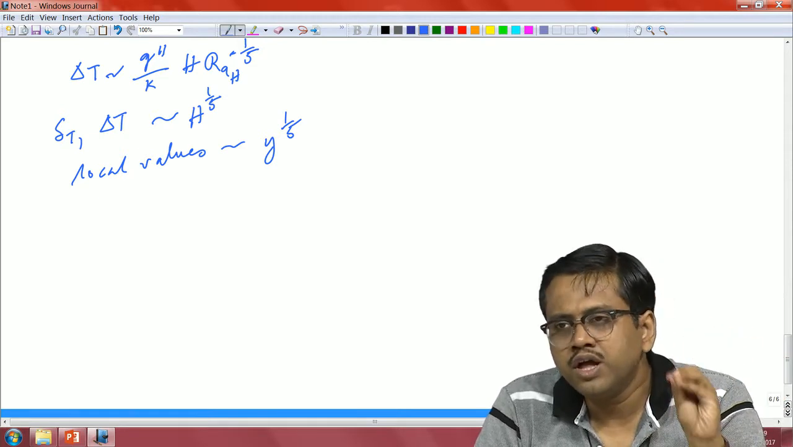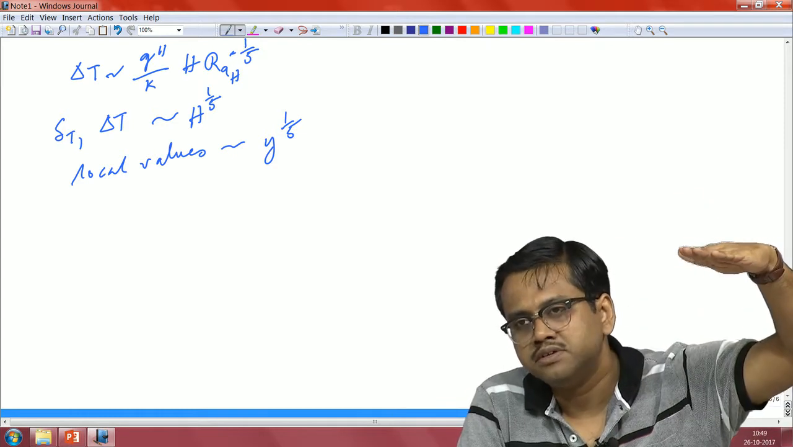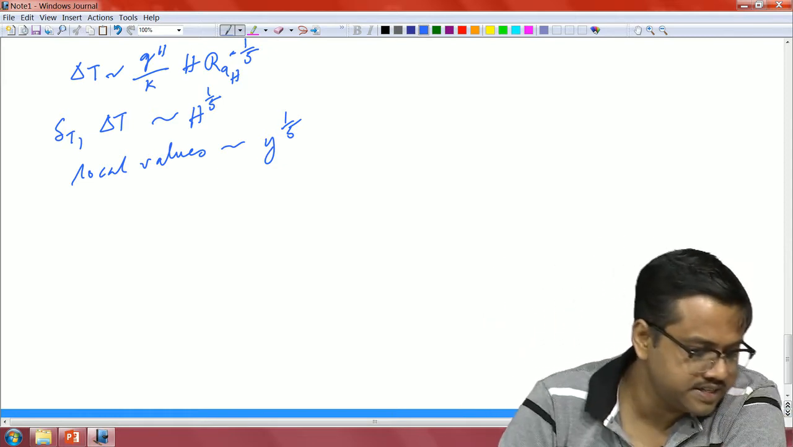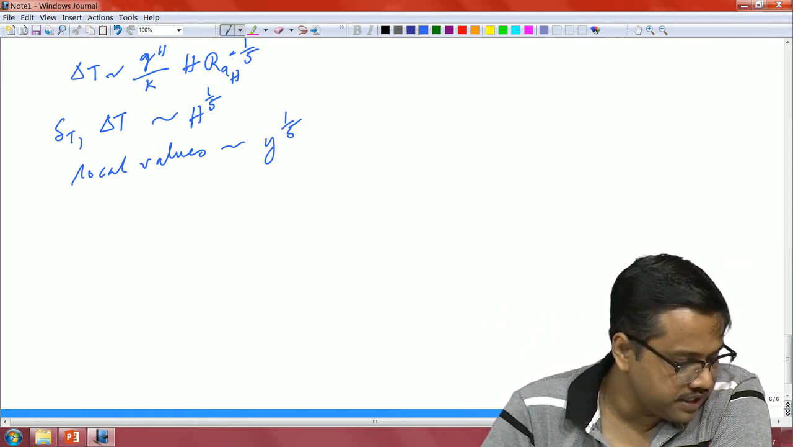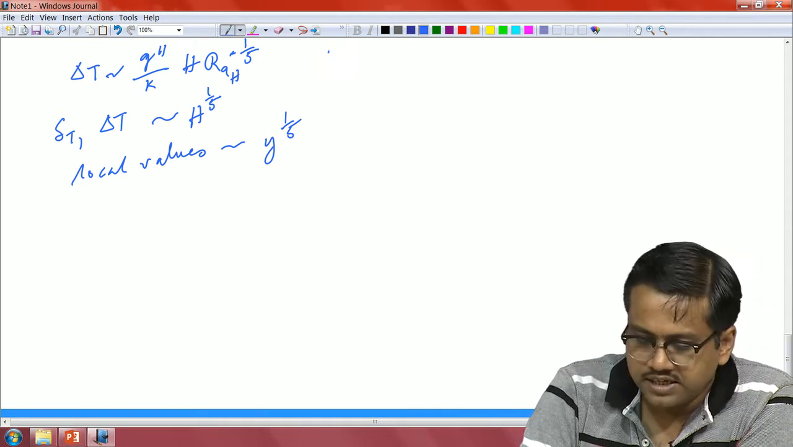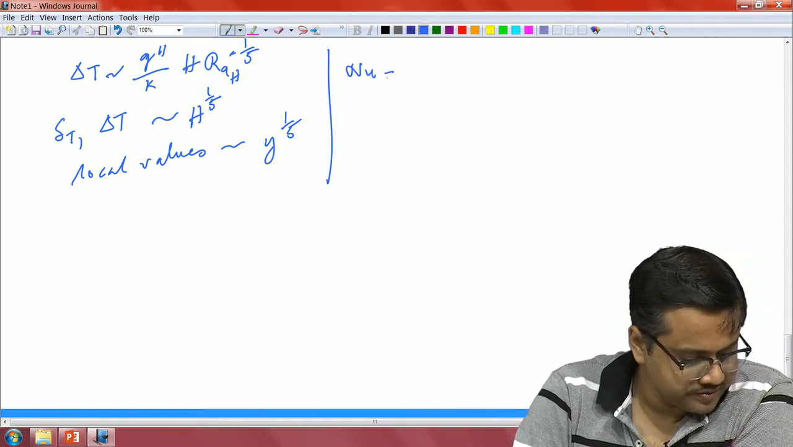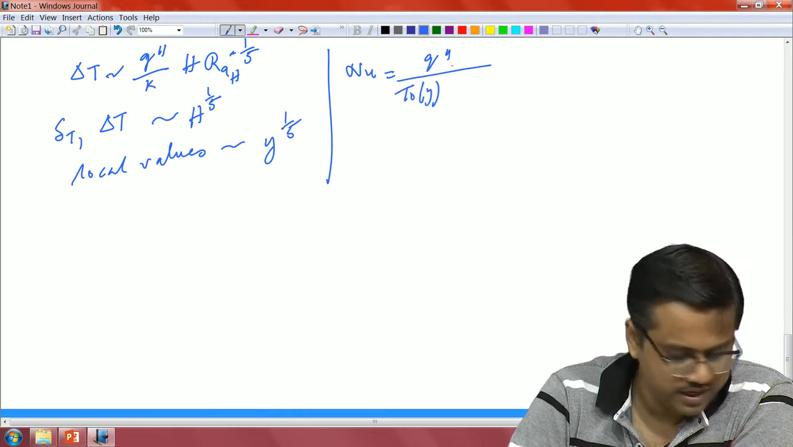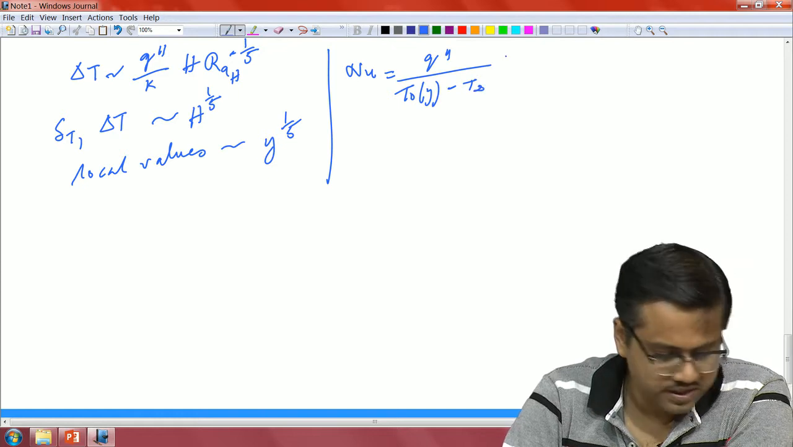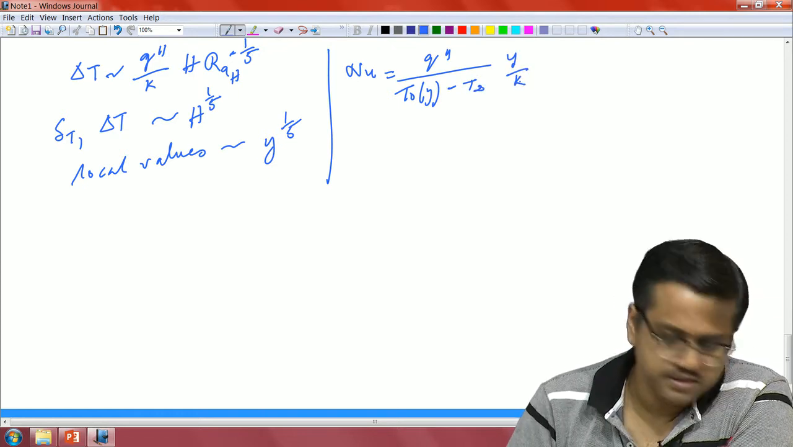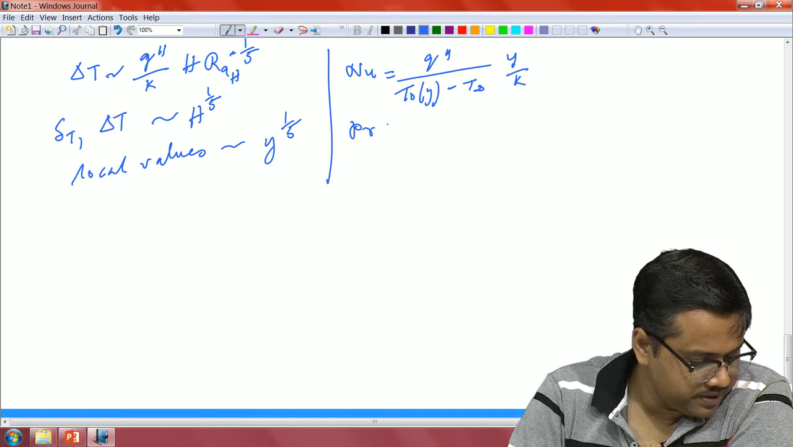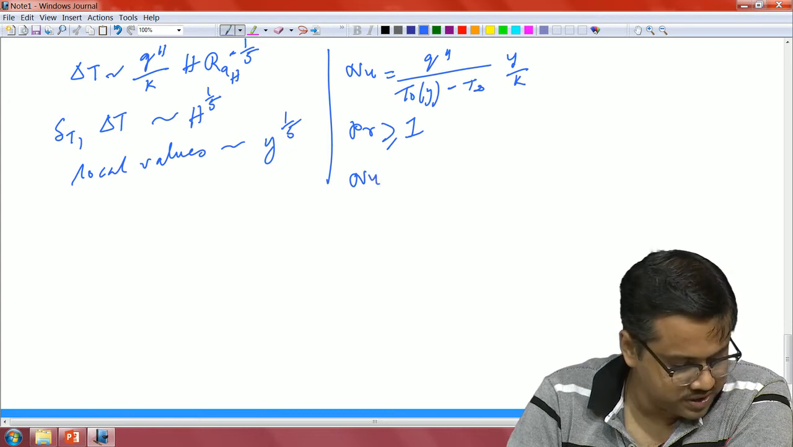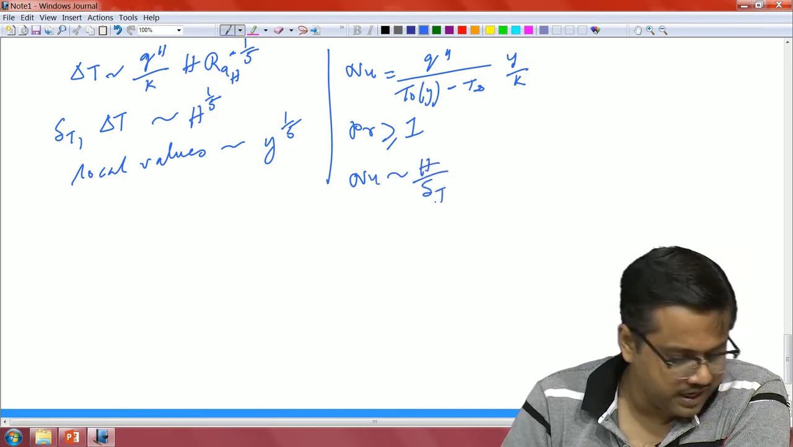Now, when we are dealing with local values, that at any y along the plate, instead of h, it will become y, because that is the dynamic variable that we are actually dealing with. So, the Nusselt number here will be q double prime divided by T naught, which is a function of y now, minus T infinity, times y by k, right. So, for Prandtl number greater than 1, the Nusselt number should scale as h over delta T, right.